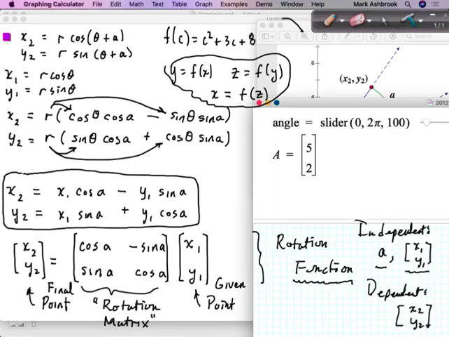I want it to process when c equals 2 and give me the result. F of 2, exactly. As soon as you put f of 2, GC will do that. It'll say equals 5. It'll tell you that it's 5. Now your function is a point rather than a value.